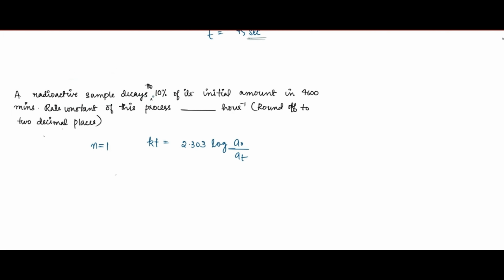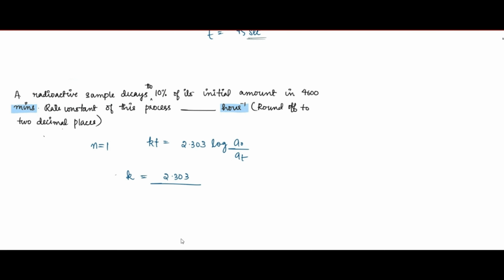They said it decays to 10%. If we had 100, the time they have given is 4,600, into the rate constant K. Seconds or minutes? 2.303 divided by, be careful over here. They have given the time in minutes, but the rate constant is asked in hours. So it is better to first convert minutes to hours. It is given that it is 4,600 minutes.